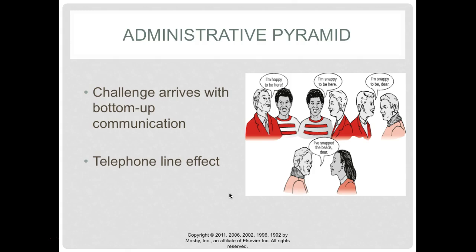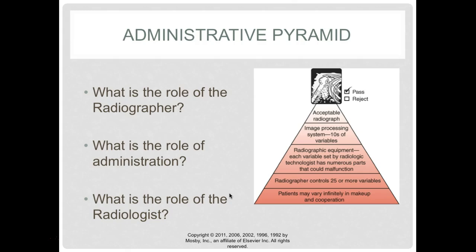When you have bottom-up communication, it's like playing the telephone game. Things get misconstrued. If you're going to talk to your boss about something that you think needs to change, it's really important that you put it in writing, because what you said might get interpreted and relayed differently than what you initially wanted to happen.